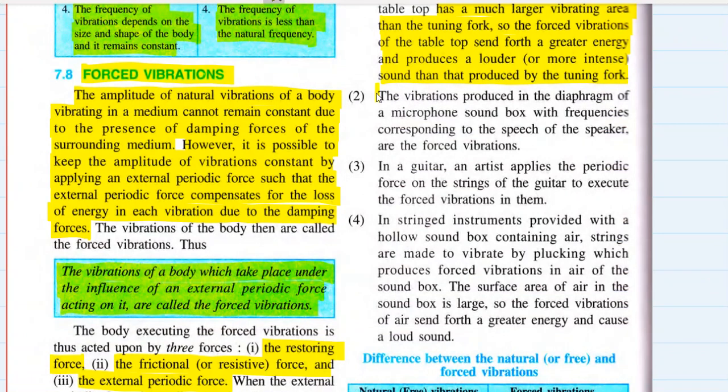Forced vibration. Vibrations produced in the diaphragm of a microphone sound box with frequencies corresponding to the speech of the speaker or the music are forced vibrations. Right? The vibrations produced in the speaker are forced vibrations. Who is forcing them? The sound which is given into the microphone by a speaker, by a singer, by a musical instrument, the vibrations from there are forcing the diaphragm to vibrate with frequencies corresponding to the speech of the speaker.